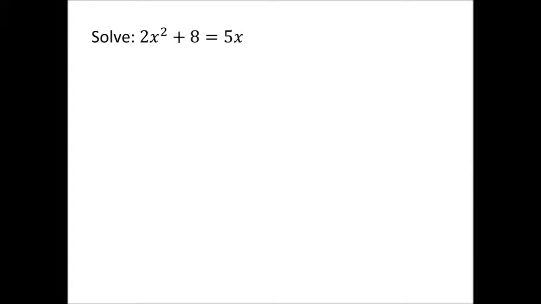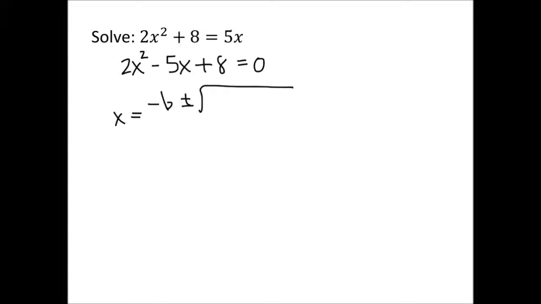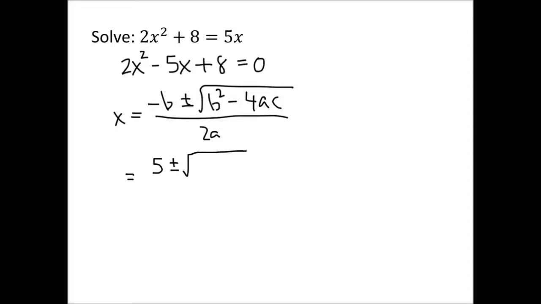So we will solve another one. 2x squared plus 8 is equal to 5x. We will just simplify it: 2x squared minus 5x plus 8. So x is equal to negative b, positive or negative the square root of b squared minus 4ac, over 2a. So it will be positive 5, positive or negative the square root of b squared, so b squared is negative 5 squared, minus 4ac. 4ac is negative 4 times 2 times 8, over 2a, which is 2 times 2.